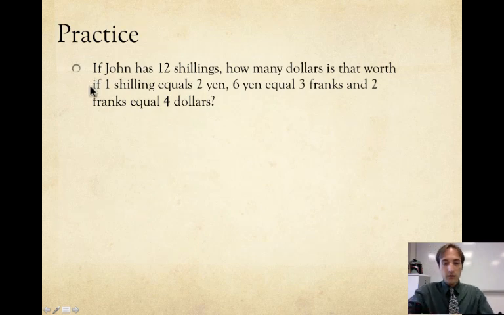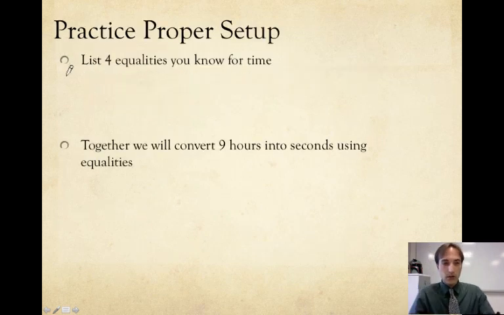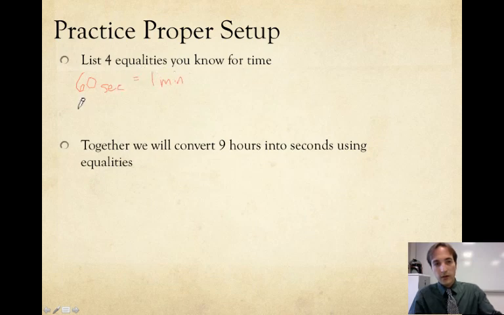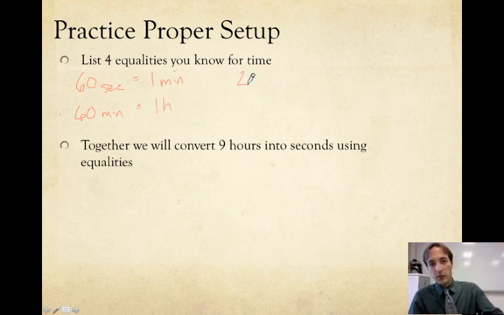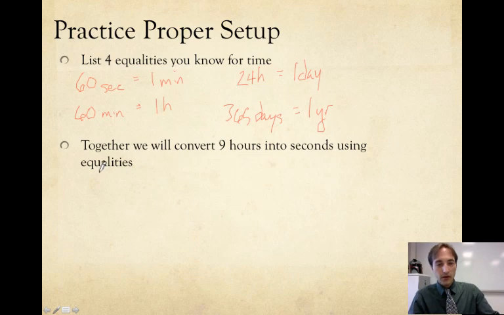So I know that 60 seconds equals 1 minute. I know that 60 minutes equals 1 hour. I know that 24 hours equals 1 day. And I know that 365, roughly, days equals 1 year. Right? So those are equalities. They relate one unit to another.